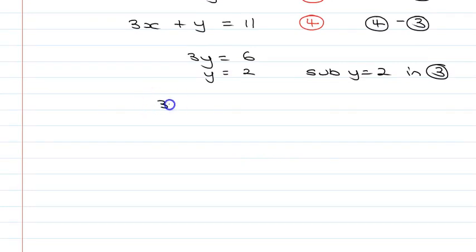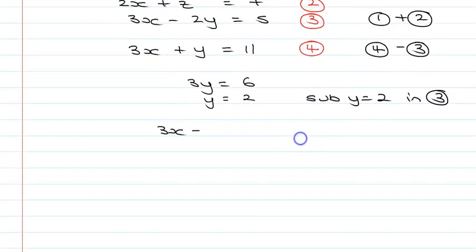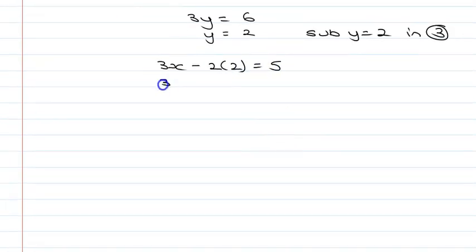So let's rewrite equation 3 at the top there: 3x minus 2y, or y is 2, equals 5. All right, let's go through and work that out. So we've got 3x minus 4 equals 5, plus 4, giving us 3x equals 9, and dividing both sides by 3 leaves me with x equals 3. So I've now found x and I've found y. Sometimes I like to highlight them, so I'm not struggling to find them.